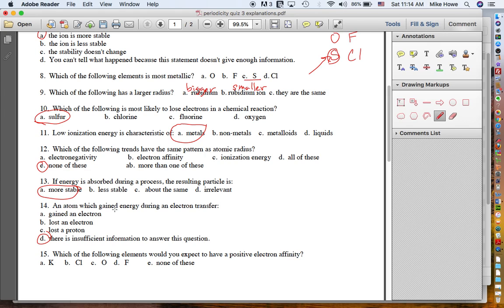15. A positive electron affinity would mean energy in. So that would mean an S2 or a P6. Well, this one is an S1. This one is a P5. This one is a P4. Whoops, P4. This one is a P5. So none of those are S2 or P6, so the answer is E.